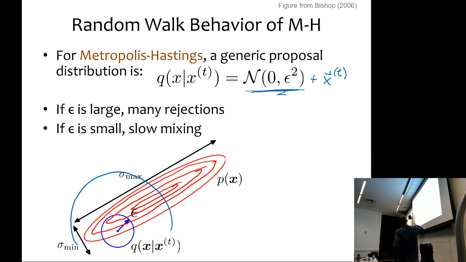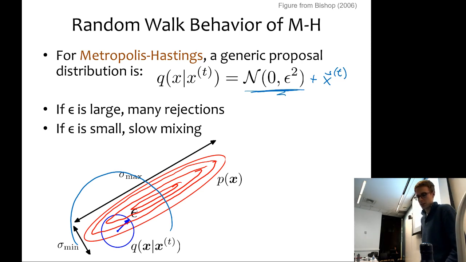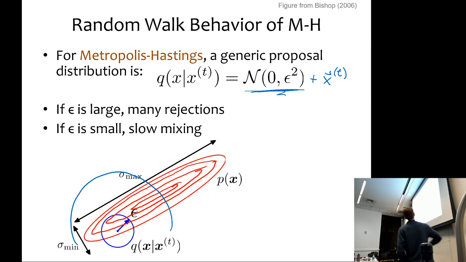And the point is that if the neighborhood is large, you might step way outside the high probability region and get a lot of rejections. And so this is very unproductive for the Metropolis-Hastings sampler. Whereas if epsilon is very small, then you might not reject very often, but you're not going to make much progress either, because all of the steps that you're taking are going to be really tiny steps.